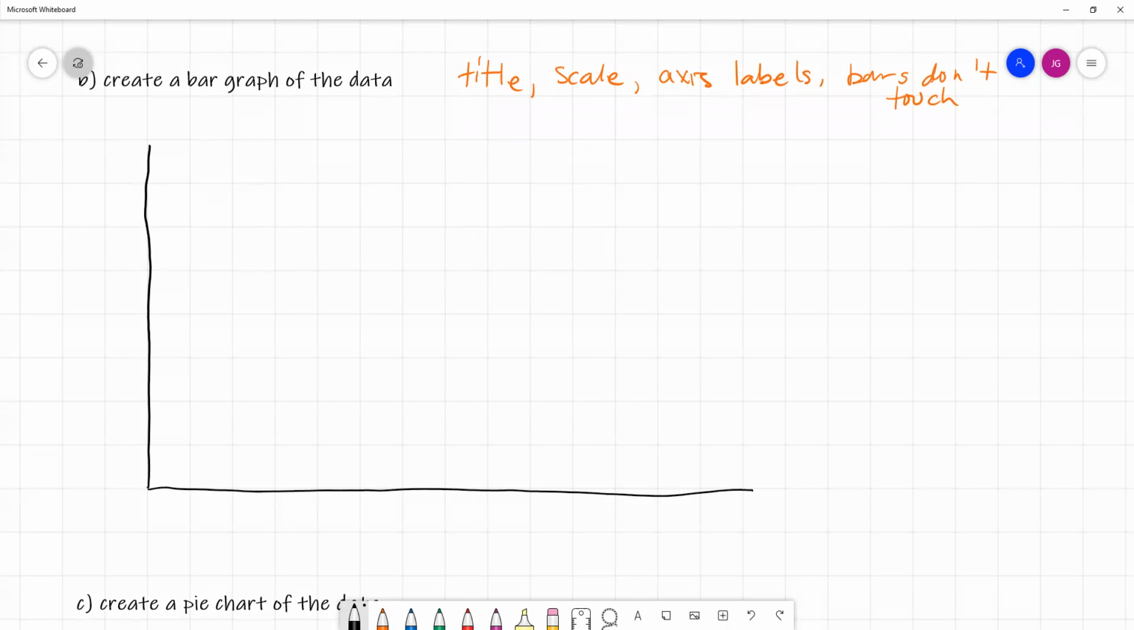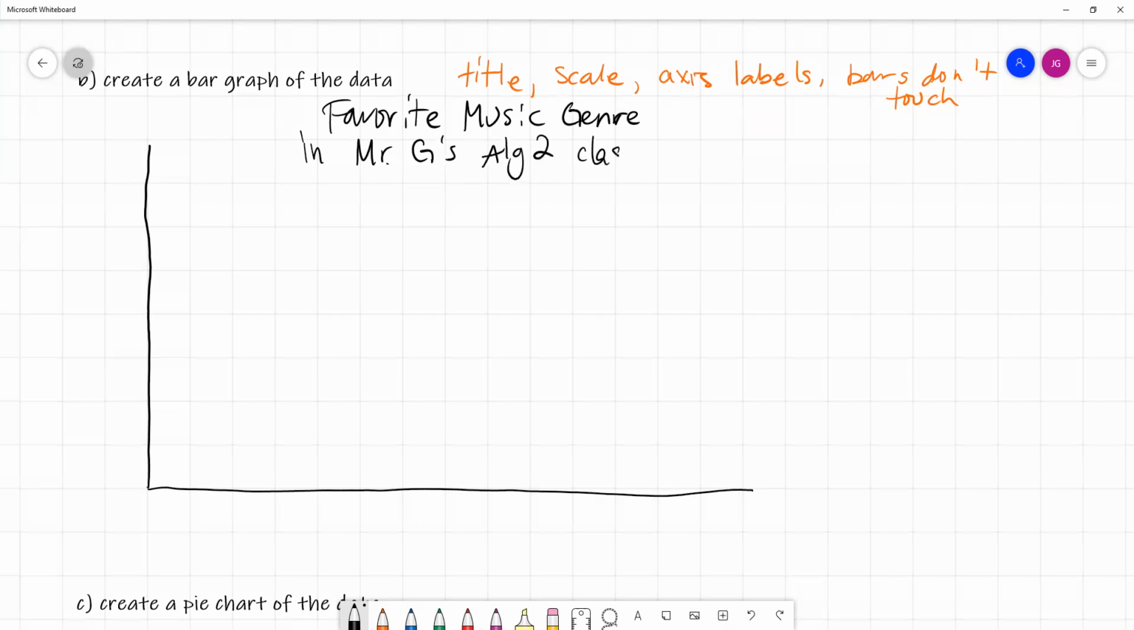And so make sure that your title is descriptive for what we're looking at, right? So a title for this one could be favorite music genre. Okay, I want to be a little more specific than that in Mr. G's Algebra 2 class. Okay, so just be as descriptive as possible, but also keep it kind of short and sweet. Enough information so that we know what we're looking at, but then don't make it a paragraph in the title box, right? Okay, so we have our title.